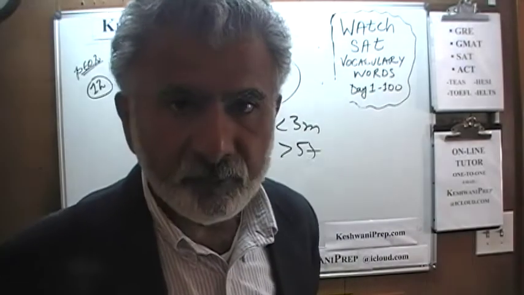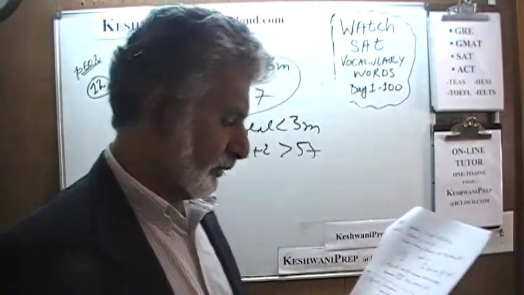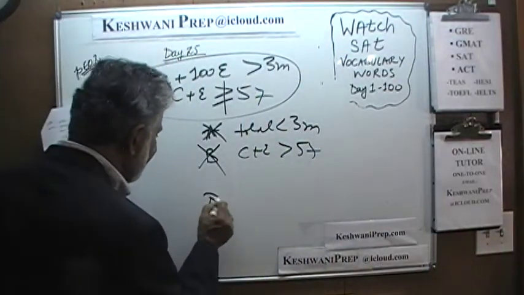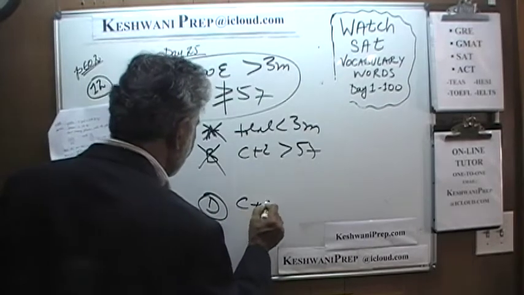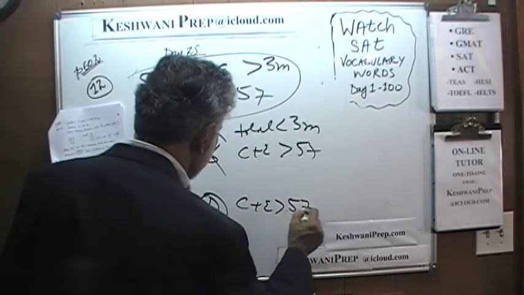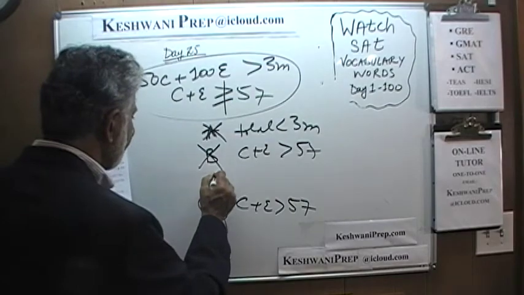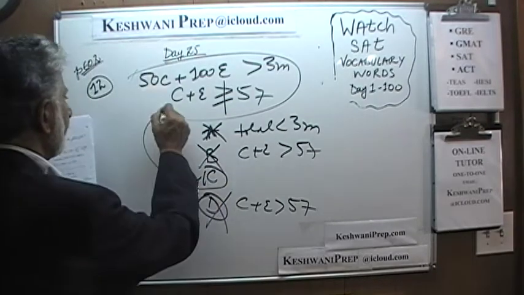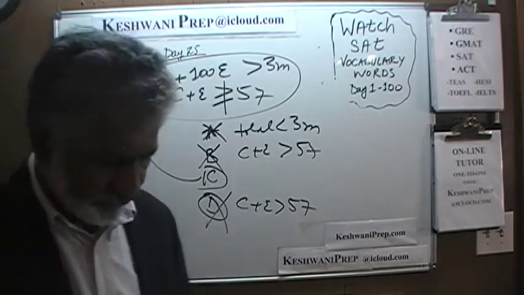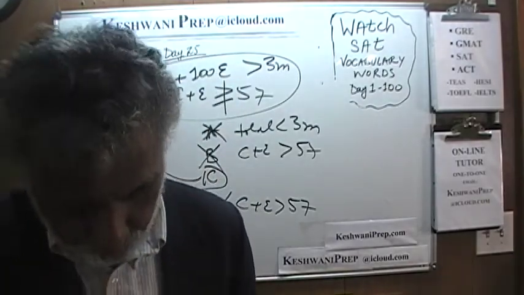Greater than 57 is what he wanted, but he didn't manage it. And similarly, it is not D, because in D they tell us that again the C plus E is more than 57, which it is not. The answer is C. The answer of this problem is C. That was number 12.